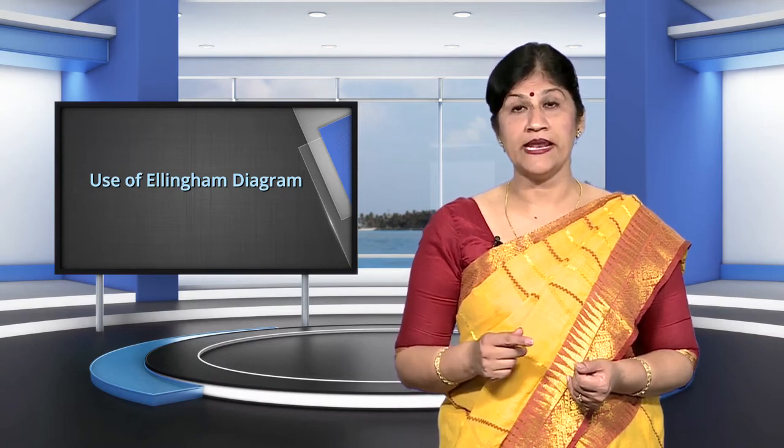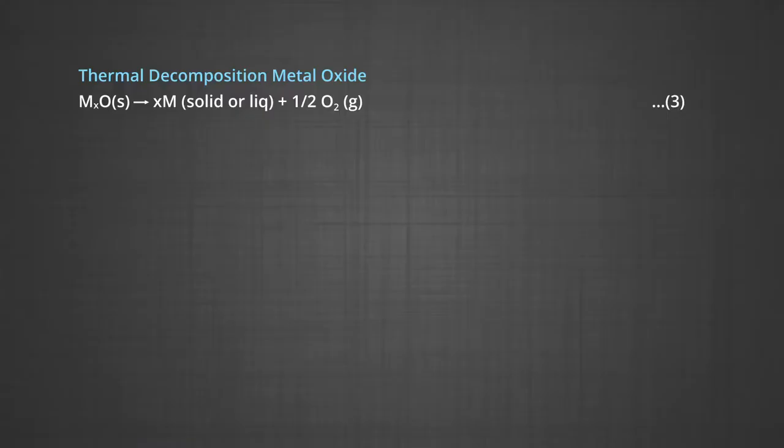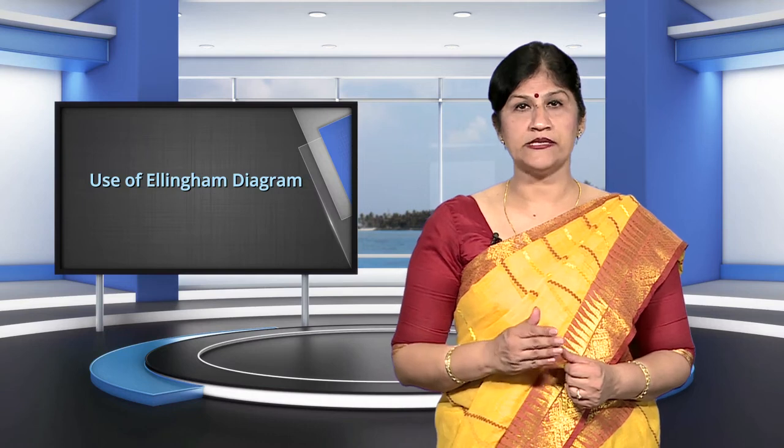of delta G naught of the two reactions, oxidation of the reducing agent and reduction of the metal oxide, negative. As we know, during reduction, the oxide of a metal decomposes as metal oxide to metal in solid or liquid state, plus oxygen gas is released. Delta G naught for reaction 3 is positive, as this is a highly endothermic process. The reducing agent takes away the oxygen.